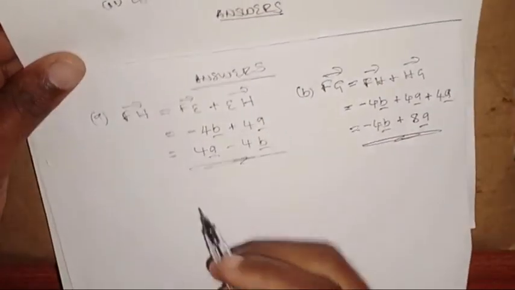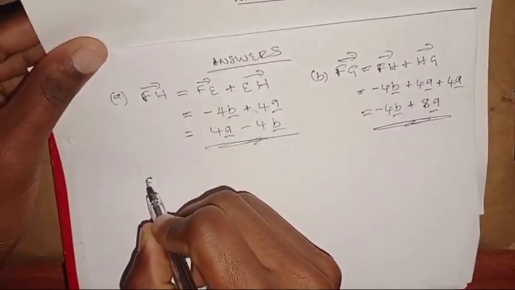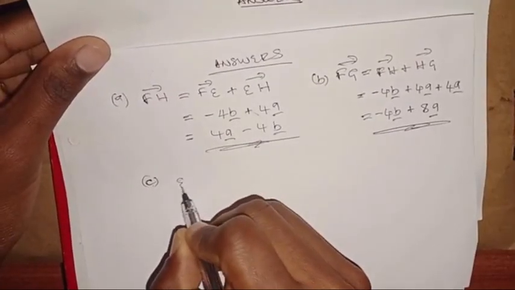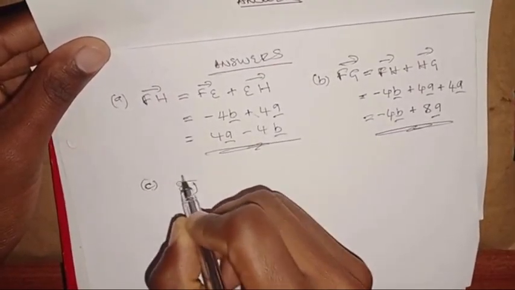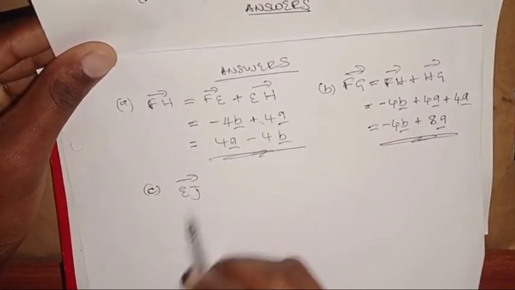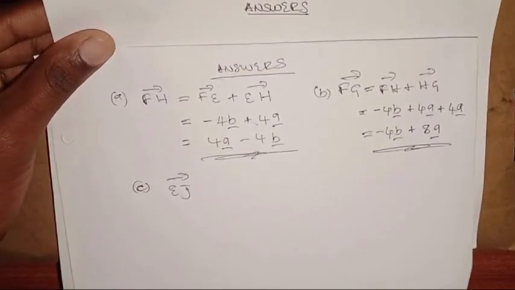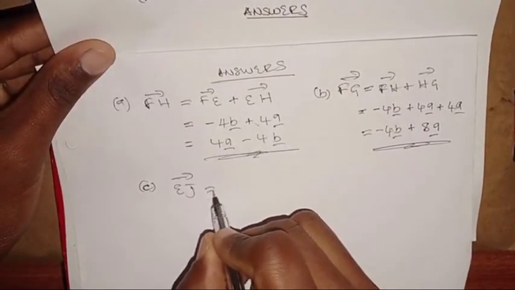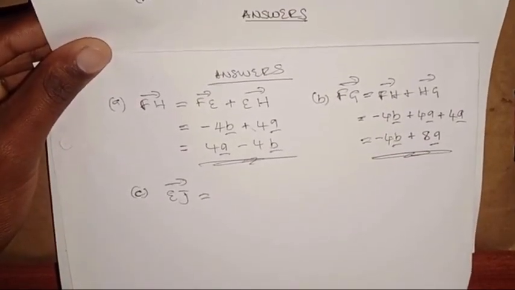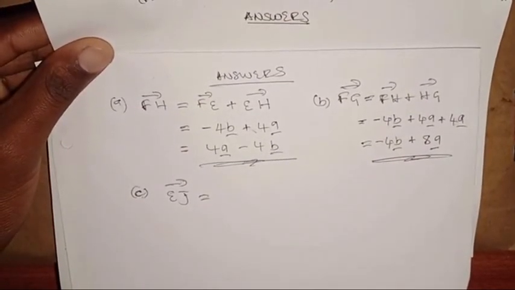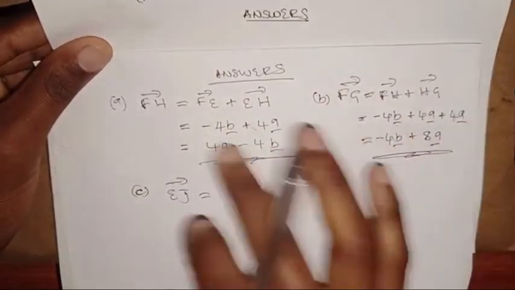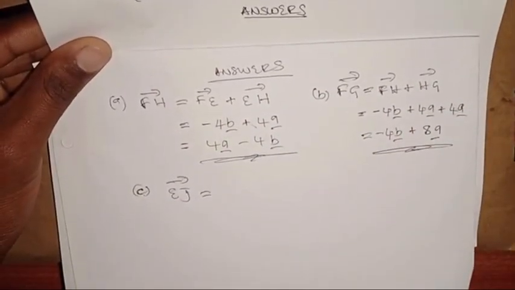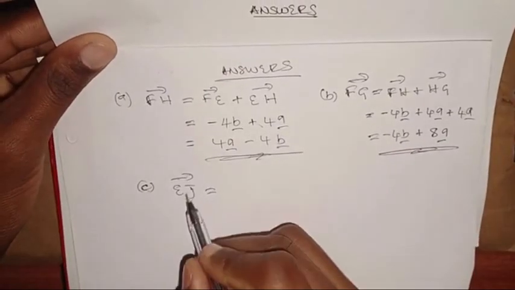So let us go to C. We can go to C. We can definitely go to C, which says that EJ. We need to find the EJ. So how do we find the EJ? How do we find the EJ? So this is the tricky one. Yet, of all these that we have answered, this is the tricky one. So I want you to pay close attention.